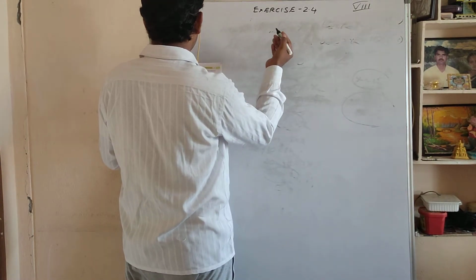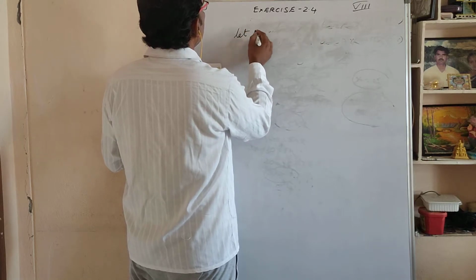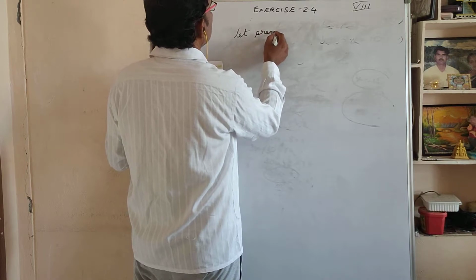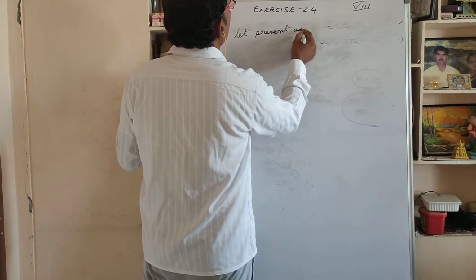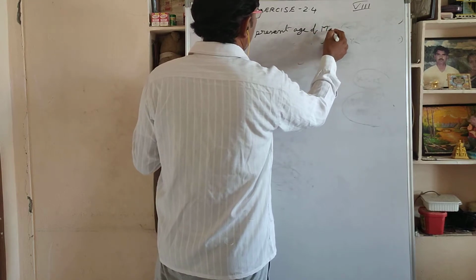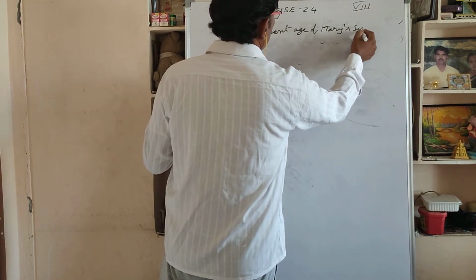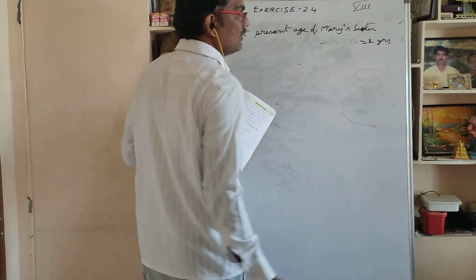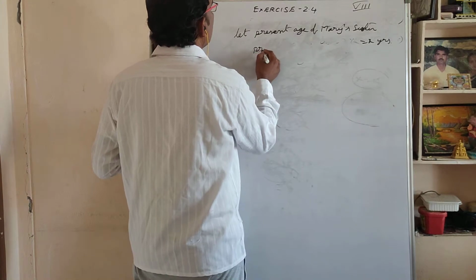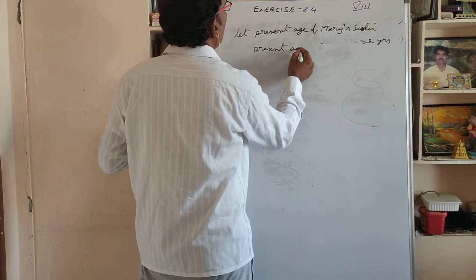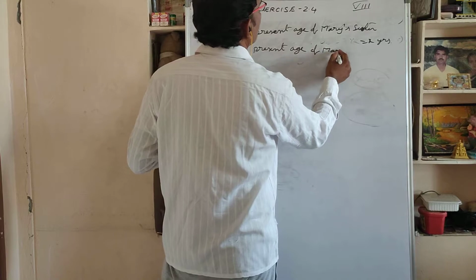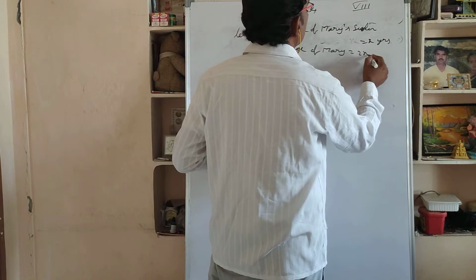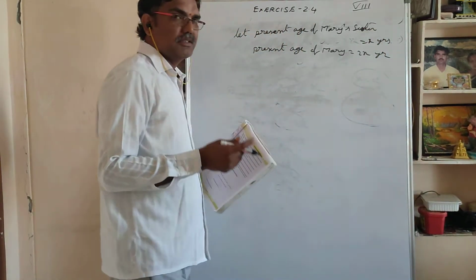Mary is twice older than her sister. Let present age of Mary's sister, you can assume X years. Then present age of Mary, because she told twice her age, 2x. These two are present ages.